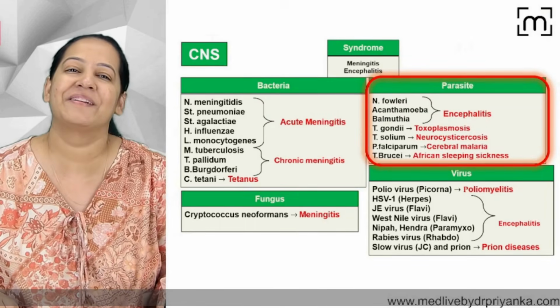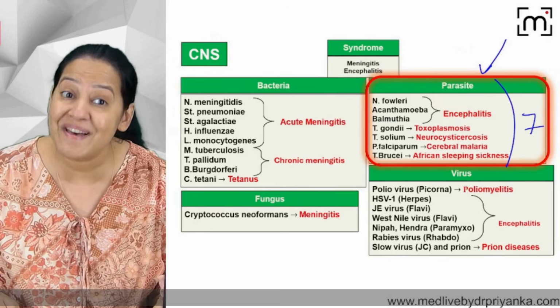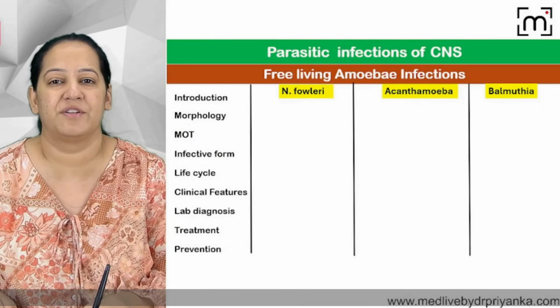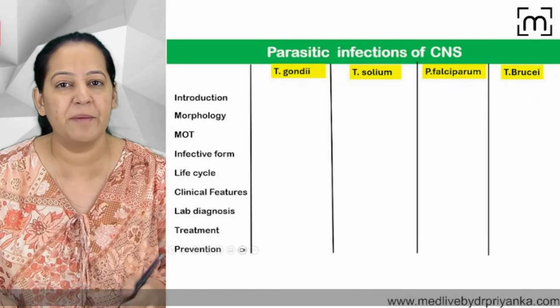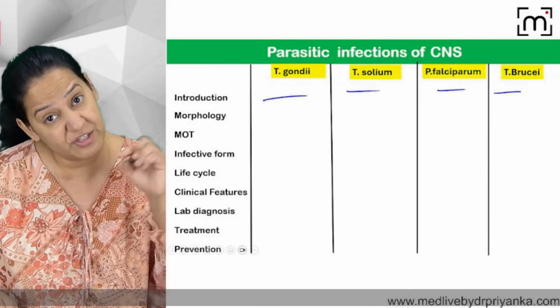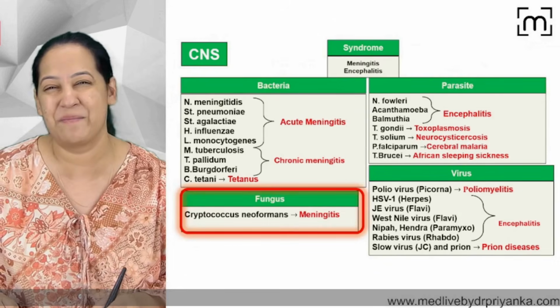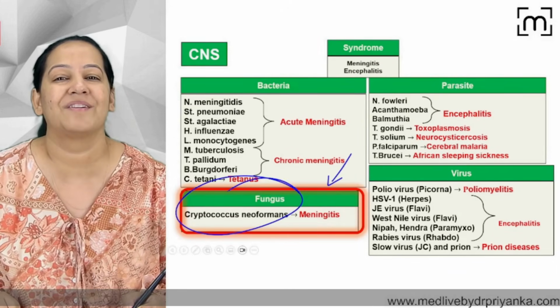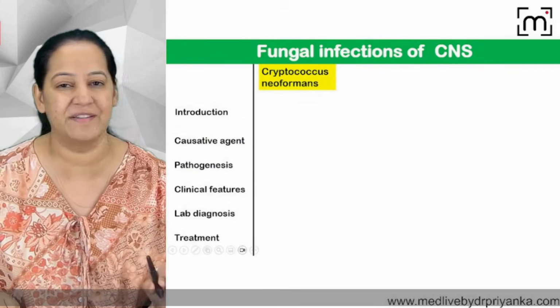After that, we will come to parasites. There are 7 parasites, and we will complete the 7 parasites in 2 master charts. First I will teach you the free living amoebas and then the remaining parasites which infect the CNS. And finally, we will come to fungus. Only one fungus is there. The name of the fungus is Cryptococcus neoformans. We will complete it last.